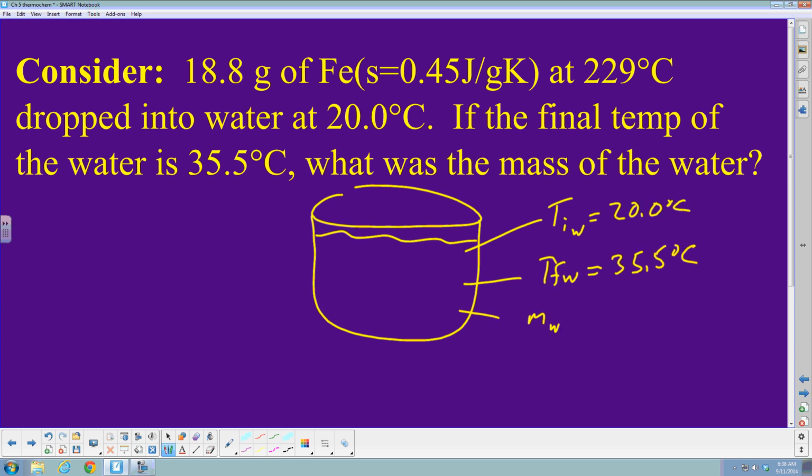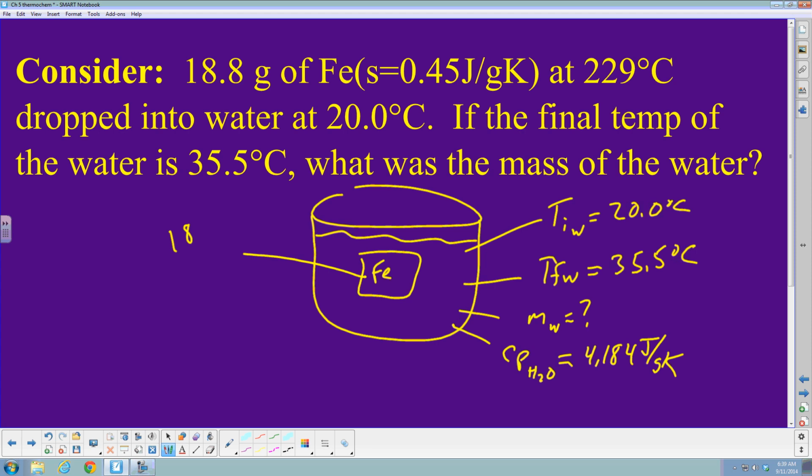So we need to find the mass of the water. Good. And we do know the C sub P of my liquid water, and that is 4.184 joules per gram Kelvin. What do we know about the iron? So we drop a chunk of iron in here, and we know that this is 18.8 grams. So that's my mass of iron. We know the C sub P of iron is equal to 0.45 joules per gram Kelvin.